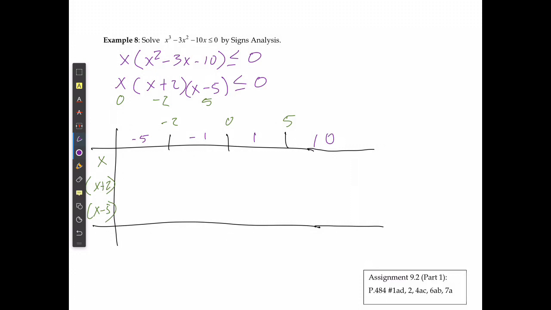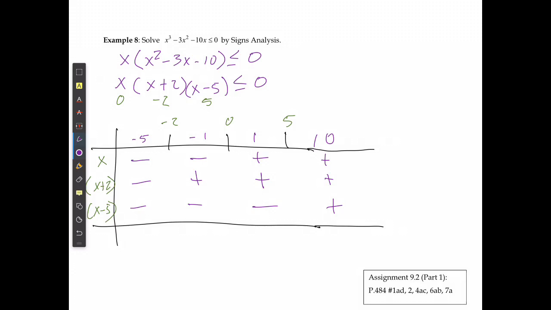If I replace these numbers in for the x's, then this would be negative, this would be negative, this would be positive, this would be positive. If I do the x plus 2, negative 5 plus 2 is going to be negative, negative 1 plus 2 is going to be positive, 1 plus 2 is positive, 10 plus 2 is positive. And in the last case, x minus 5, then this is negative, this is negative, this is negative, and this is positive.